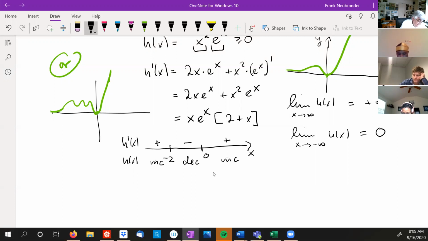Now, what does it mean? If to the left of -2 you go up, and to the right of -2 you go down, then you must have a maximum at -2. And at 0, to the left of 0 you go down, to the right of 0 you go up. So you must have at 0 a minimum.